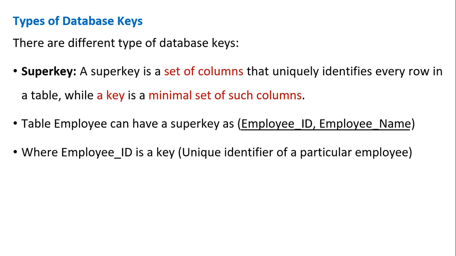Now we have a super key. A super key is a set of columns that uniquely identifies every row in a table, while a key is a minimal set of such columns.